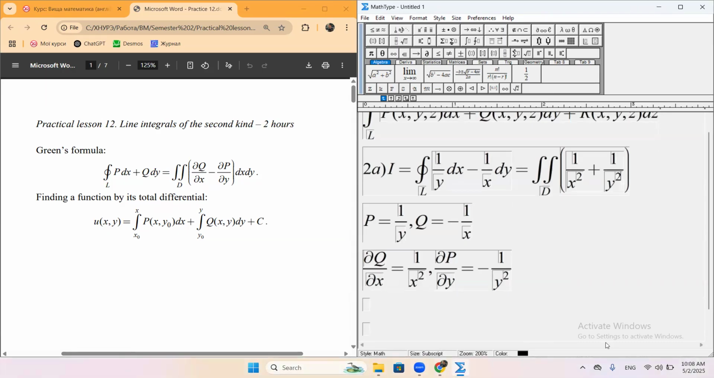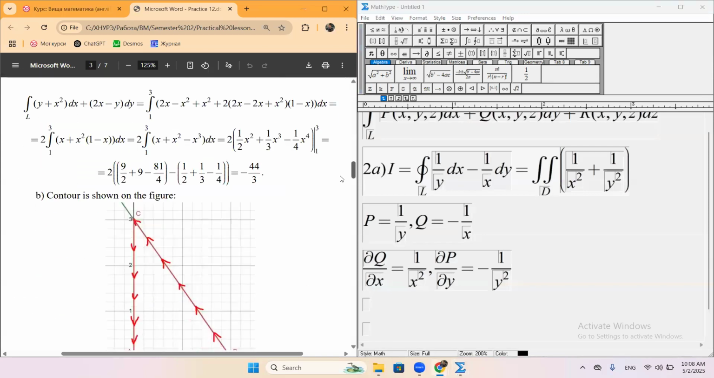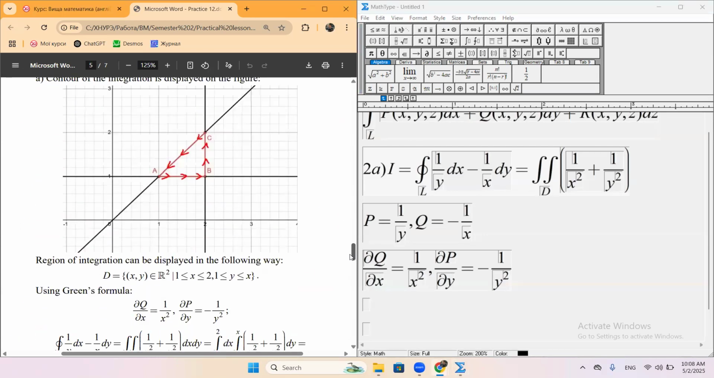Okay, so I'm back. And now we have received such an integral. So now let's define the limits of integration for this region.